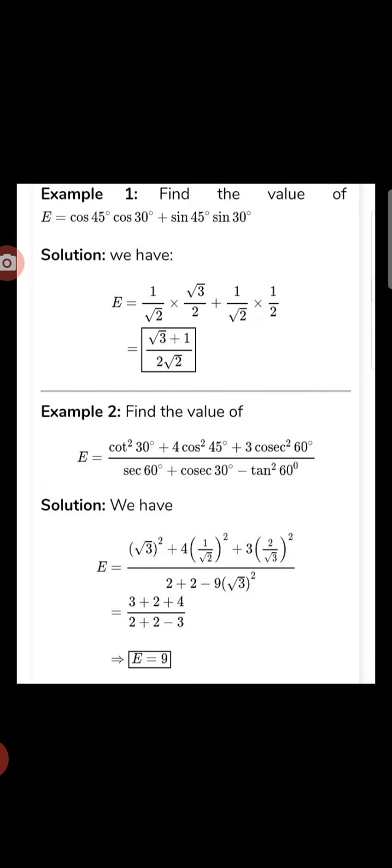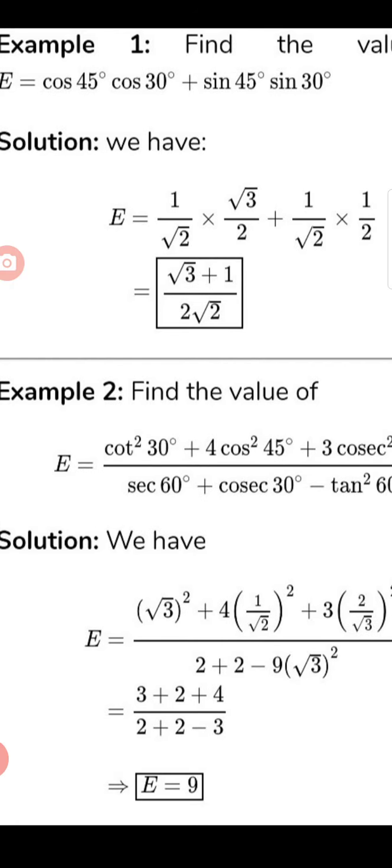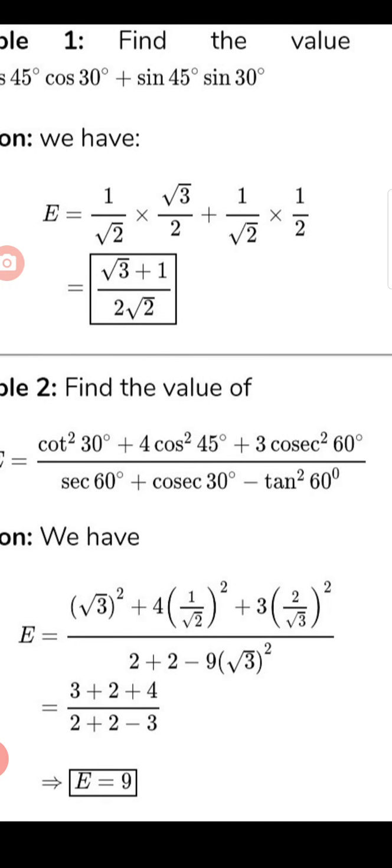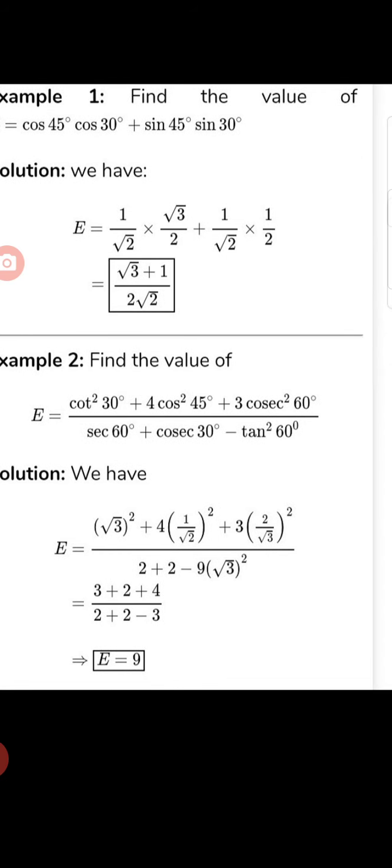In the same way, find the value of the second example: 2 cot square 30 plus 4 cos square 45 plus 3 cos square 60 upon sin 60 plus cosec 30 minus tan square 60. Again you learn the values, put those values. Cot square 30 means cot 30 is equal to root 3 and the square of root 3 you have to put. Make the squares of the given numbers and do the calculation. You have reached the answer.